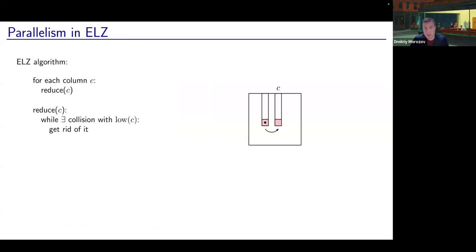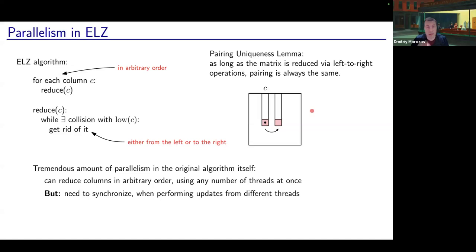Okay, what I was going to talk about, but maybe I will just mention very briefly, is an algorithm we had, well, four years ago now, for shared memory. The idea was the following. Here's the high-level reduction algorithm. We go from left to right, and for each column we reduce it, and the reduction is: check if our pivot collides with some other pivot to the left, and if it does, then get rid of it. Now, as I mentioned, this can be done in arbitrary order.